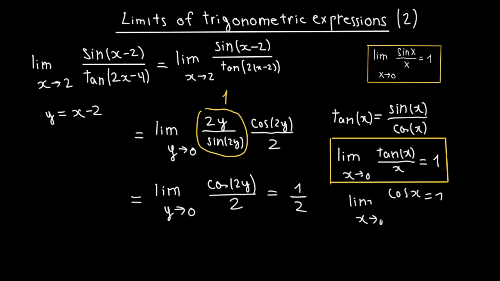And so, to quickly summarize what we have done in this example, in essence, we have used our sine of x over x limit to get rid of this sine which bothers us. And we have used the tangent of x over x limit to get rid of the tangent in order to get a result for this complicated limit.